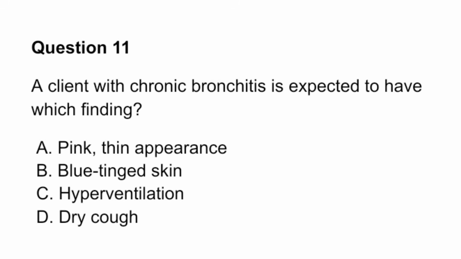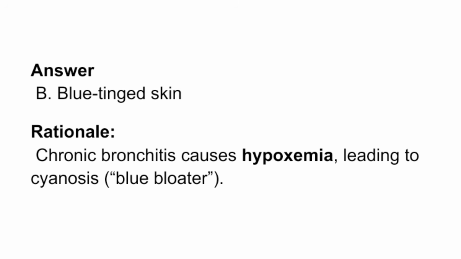Question 11. A client with chronic bronchitis is expected to have which finding? A, pink, thin appearance, B, blue-tinged skin, C, hyperventilation, D, dry cough. Answer: B, blue-tinged skin. Rationale: chronic bronchitis causes hypoxemia, leading to cyanosis, blue bloater.